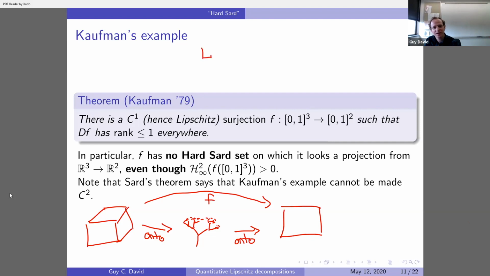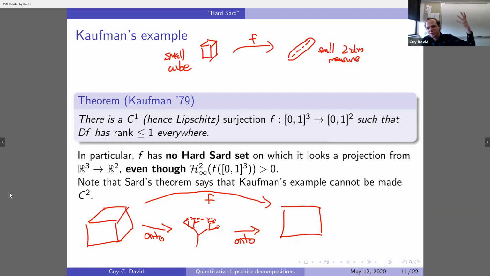if you look at a kind of very small cube in the domain, what happens to the cube under F? Well, it maps to something in the plane. It maps to something very close to a line, or even close to a point if the derivative is rank 0. So it has very small 2-dimensional measure. Any small cube maps to something with very small 2-dimensional measure.